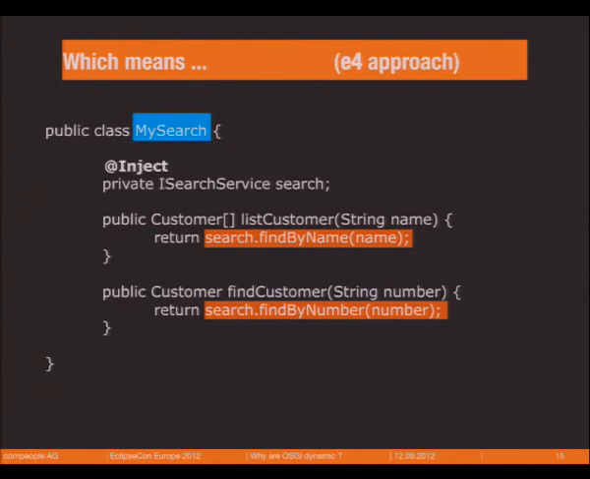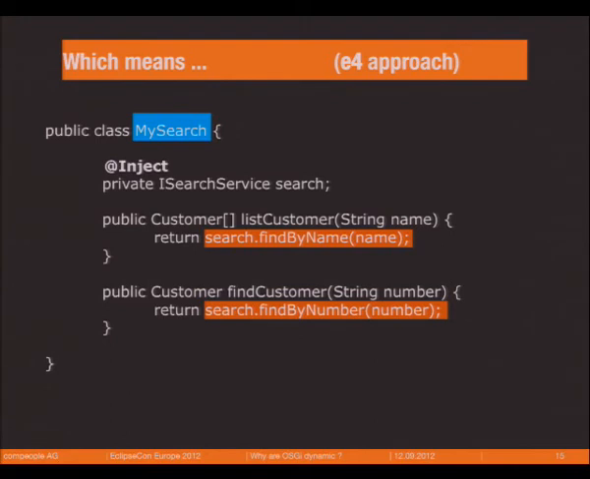I have another one, which is the E4 approach, which has this annotation for injecting services, @Inject. For example, you could put this into your RCP view and then get a service injected. I think this is right. Still, the service can be null here.